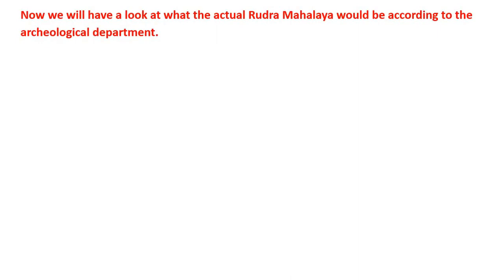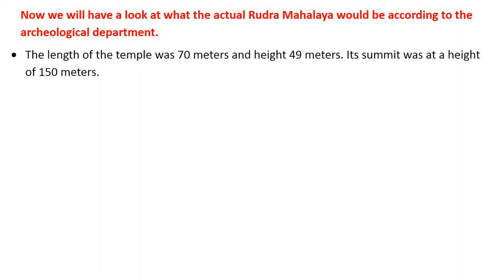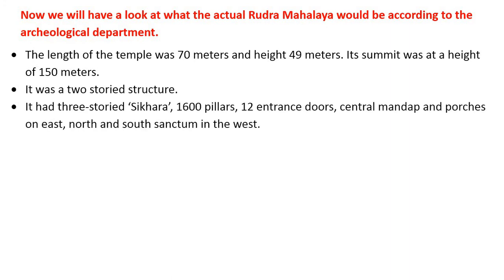Now we will have a look at what the actual Rudra Mahalay would be according to the archaeological department. First thing, the dimensions. The length of the temple was 70 meters and the height was 49 meters. It's not height, but it may be width. Width is 49 meters. Its summit height was 150 meters. It was a 2-storied structure.